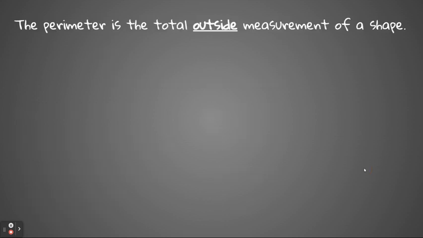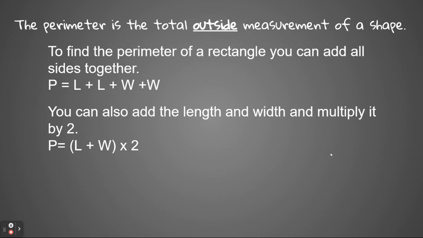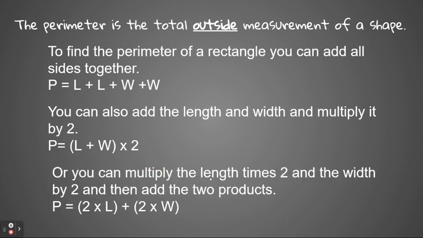So just to recap, the perimeter is the total outside measurement of a shape. You can find it in 3 ways. To find the perimeter of a rectangle, you can add all of the sides together, and the equation would say perimeter equals length plus width plus length plus width. Another way you could do it is you could add the length and the width and then multiply it by 2. Your equation then would say perimeter equals length plus width times 2. A final way that you can do it is you can multiply the length times 2 and the width times 2 and then add the two products. So your equation would state P equals 2 times length plus 2 times the width.